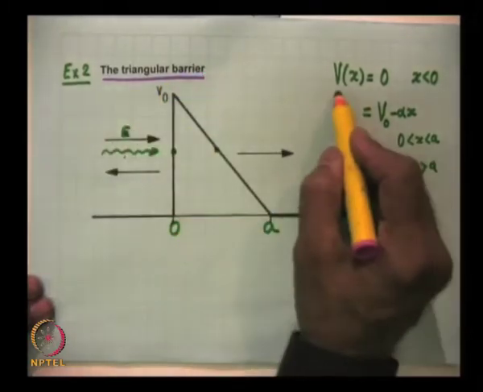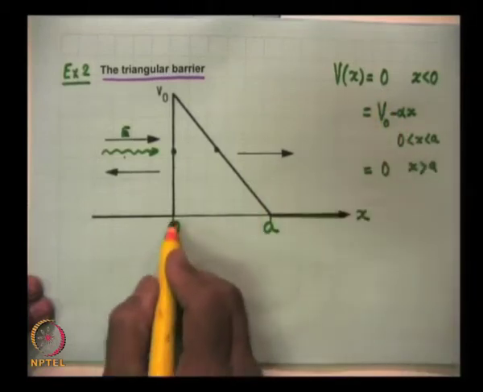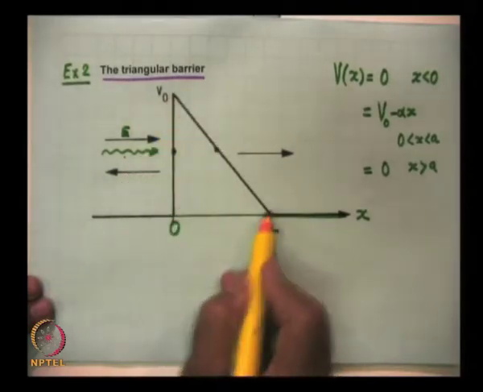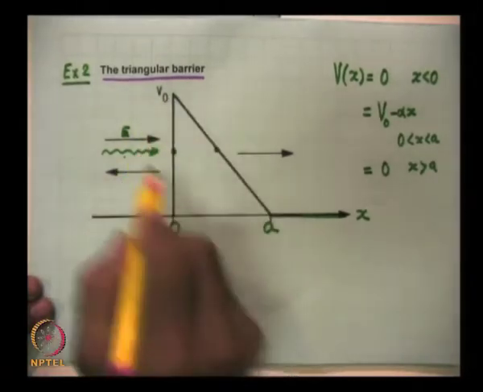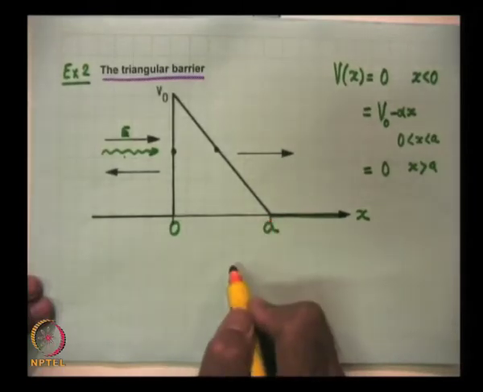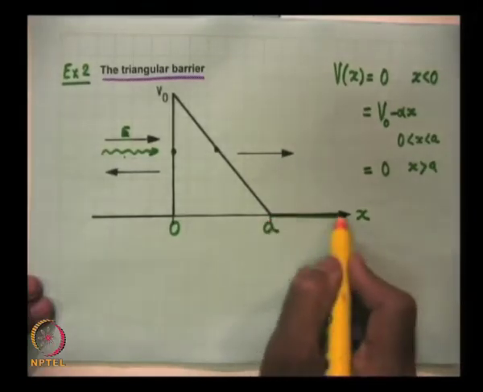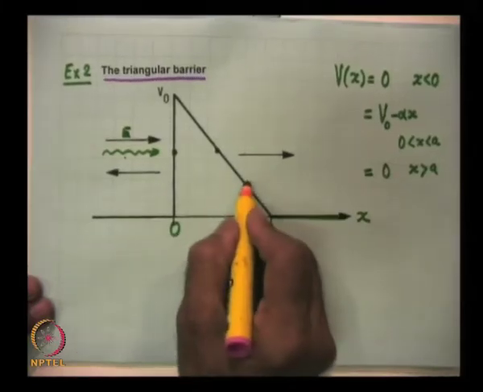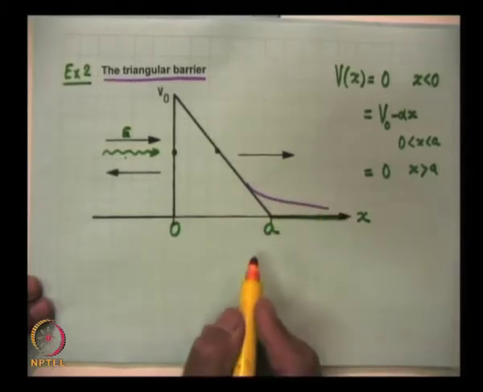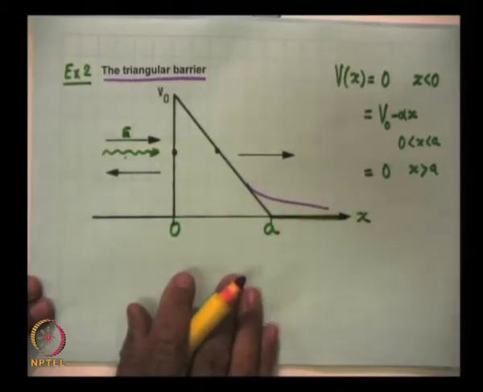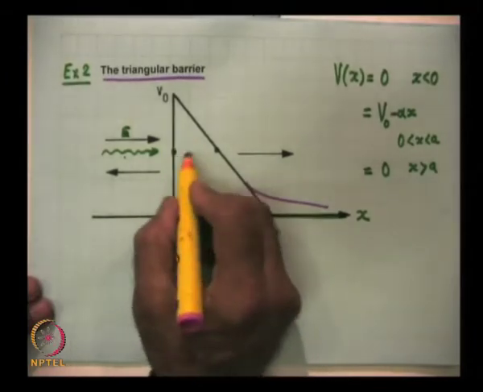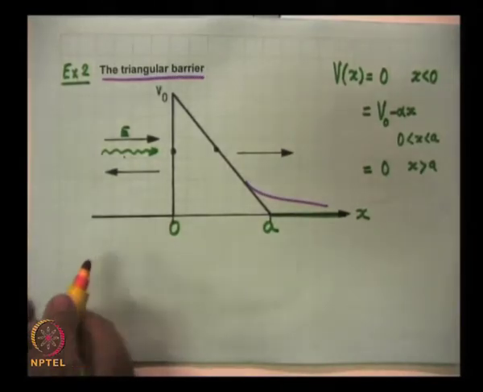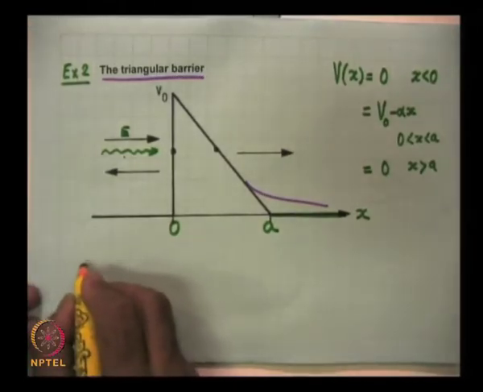So, the potential energy function is 0 for x less than 0, and then it decreases linearly from a value V0 as V0 minus alpha x, and then beyond this point it is 0. Actually, it does not really matter what happens here, because it is the variation of V of x between the two turning points that is important. So, what is my kappa of x integral?